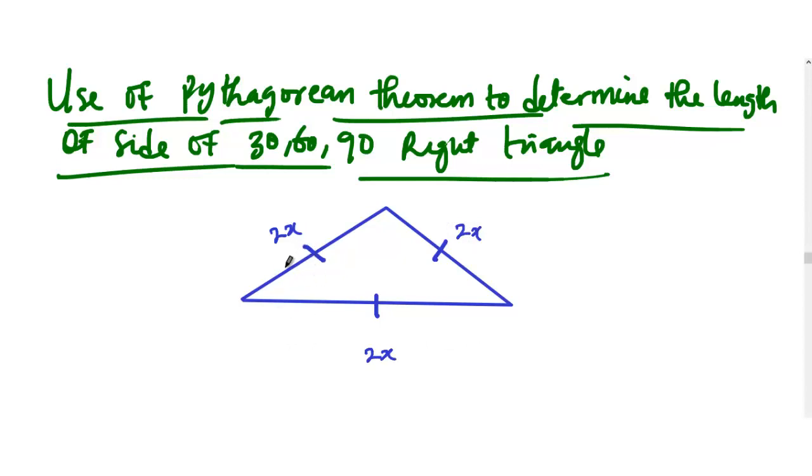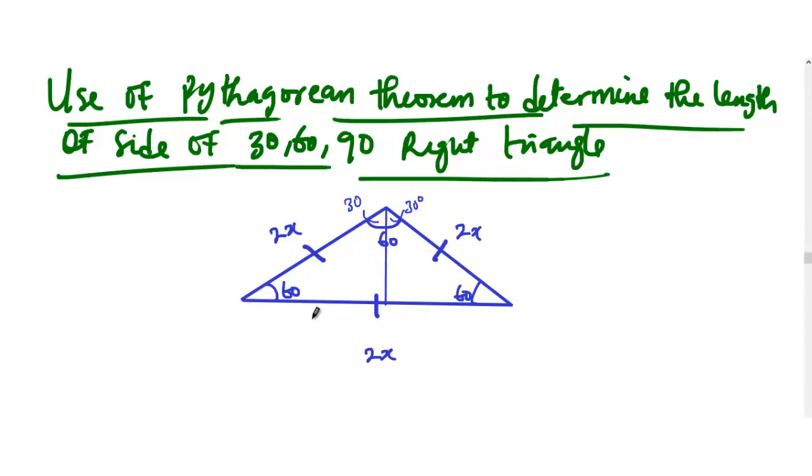For an equilateral triangle, each of the interior angles is 60 degrees. So definitely this is 60, this is also 60, and this is also 60 degrees. What we're going to be doing is bisecting this triangle, drawing a perpendicular bisector. If we bisect it, what does that imply? It implies that this internal angle will now reduce to 30 degrees each. So this one will be 30, and this one will also be 30 degrees.